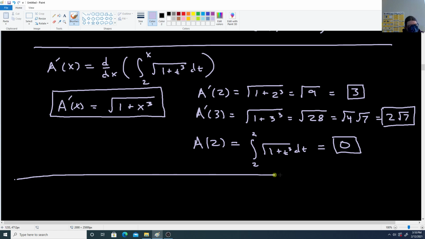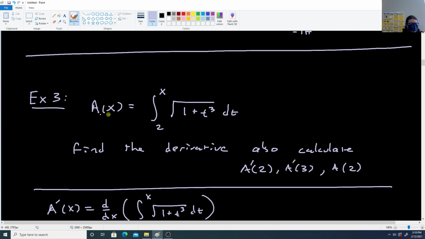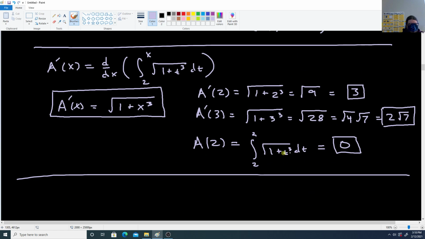So when we took the derivative of the integral, we got the integrand back with x replacing its variable, t. And then to find A prime of 2 and A prime of 3, we just plug 2 and 3 into A prime's equation. When they wanted just regular A of 2, we had to go back to the regular A formula and let x be 2. And then we were able to solve that out. And we actually didn't have to even do a calculation because the lower limit and upper limit were the same.